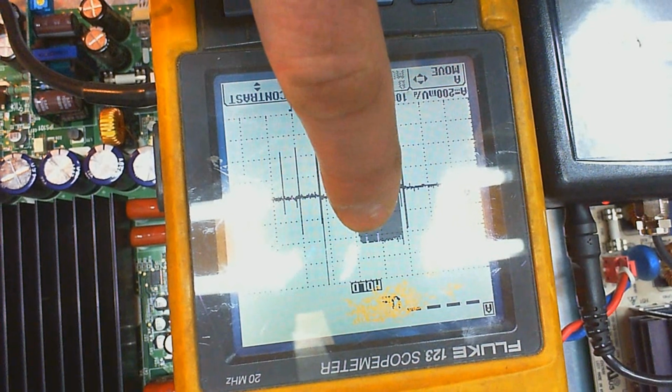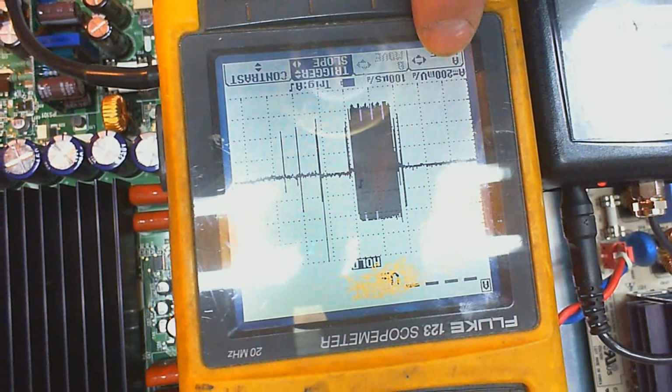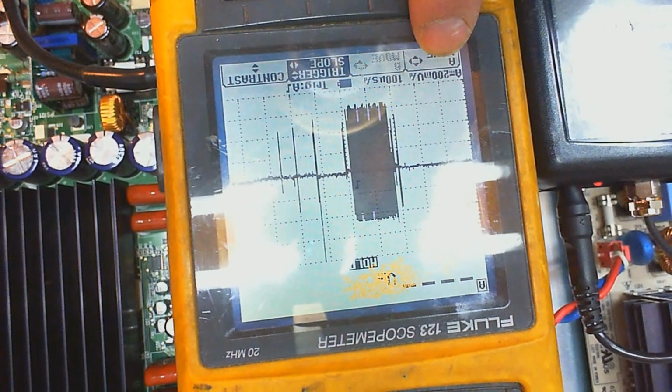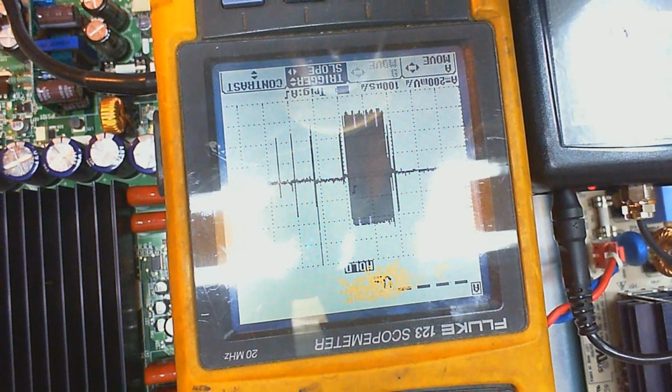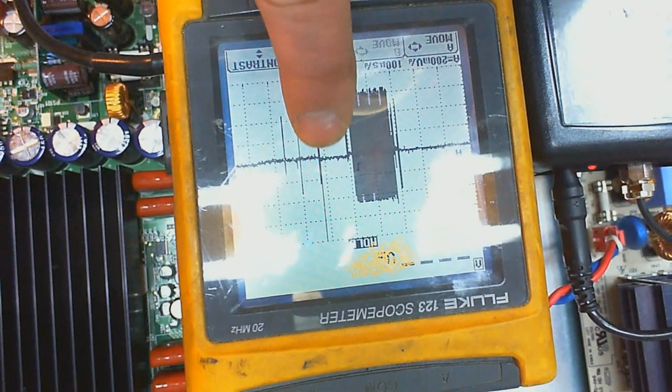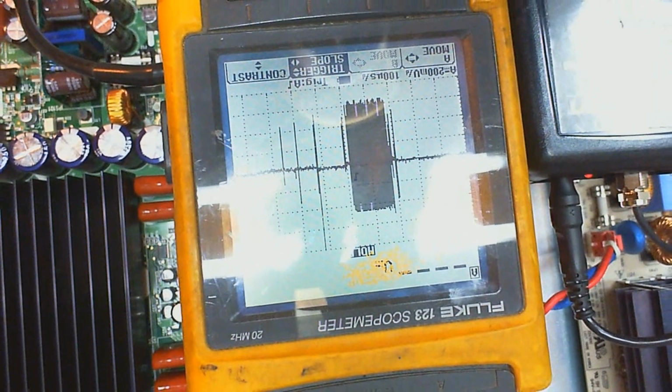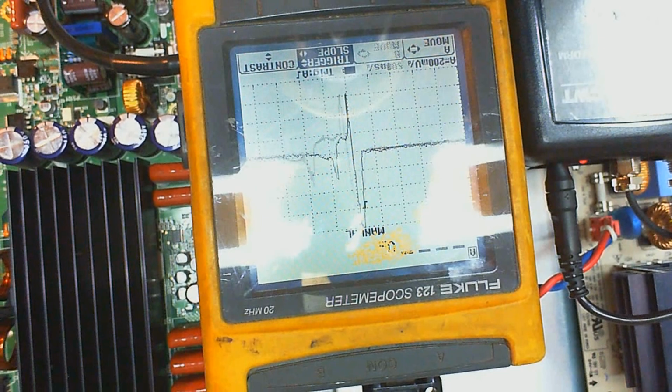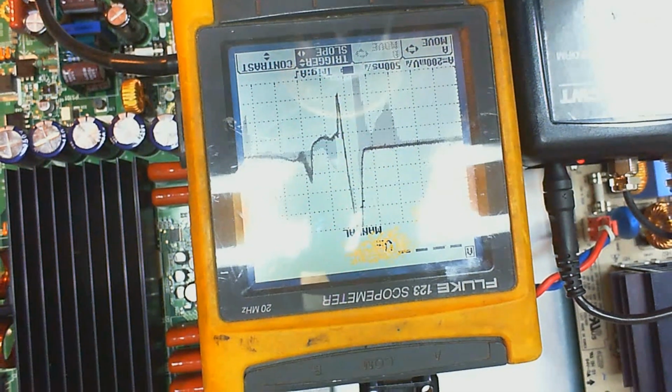signal is about 600 millivolt in both directions. That gives us a peak of 30 amps. And then there's also a higher peak, which at its highest point is almost 1.4 volt and therefore 70 amps.